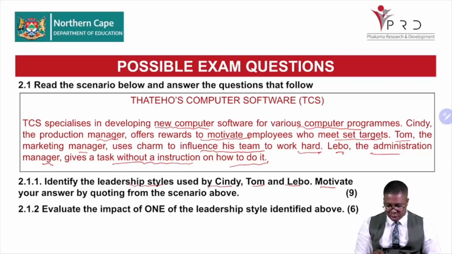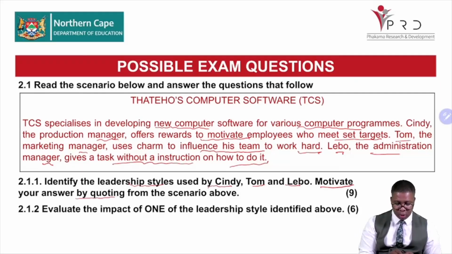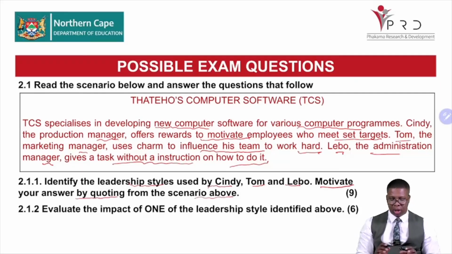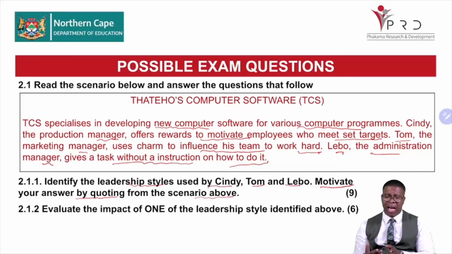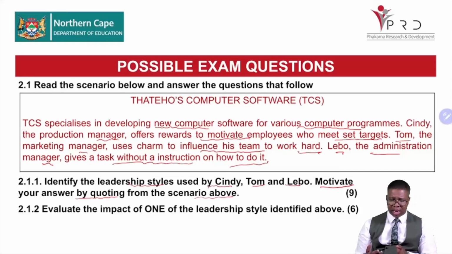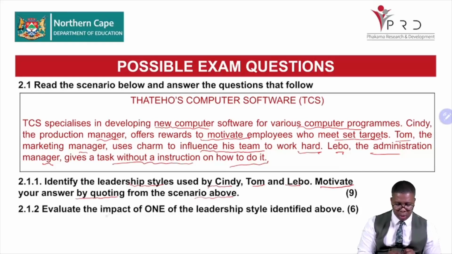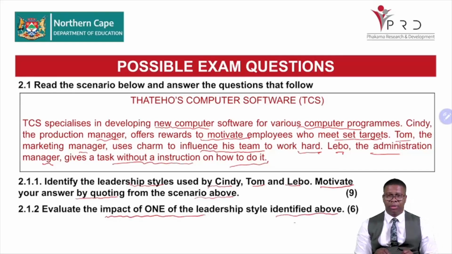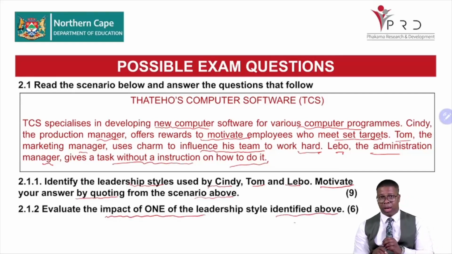Motivate your answer as well by quoting from the scenario above. So you're going to look into the scenario, check these three individuals and check which leadership styles they are applying in their different departments. And then 2.1.2 will require you to evaluate the impact of one of the leadership styles identified above for 6 marks. So that is how you should apply it.